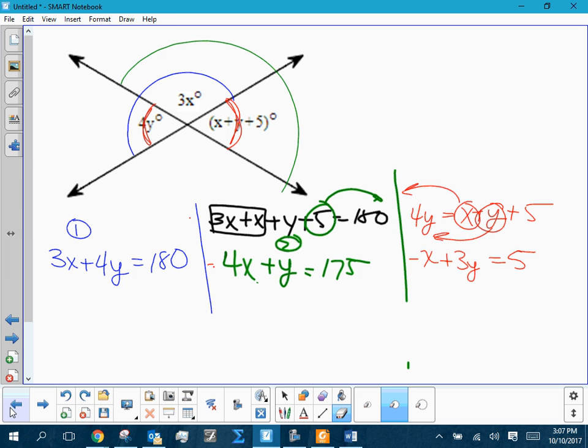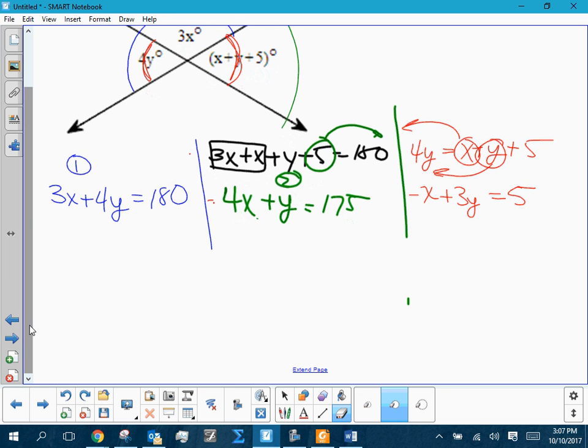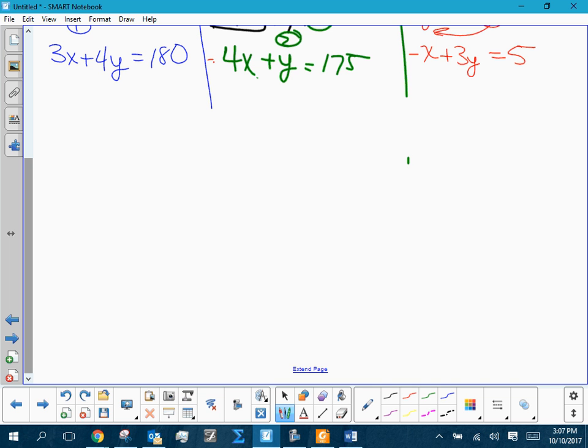Here it doesn't, so what do I do then? How do I default back to still being all solved for x and y? And this is how you do it. You're going to take any two of those equations, doesn't matter. Blue one and the green one, the blue one and the red one, the green one and the red one, does not matter. I'm just going to take the first two. Take 3x plus 4y equals 180. And I'll take 4x plus 1y equals 175.